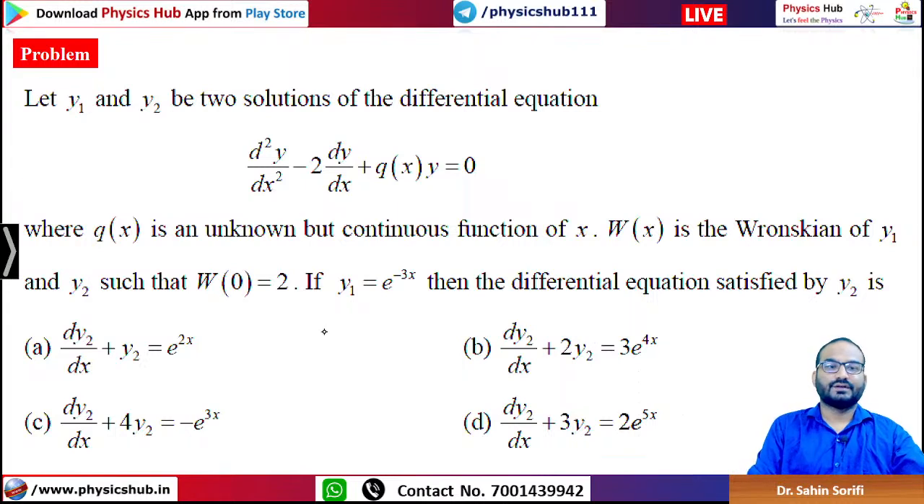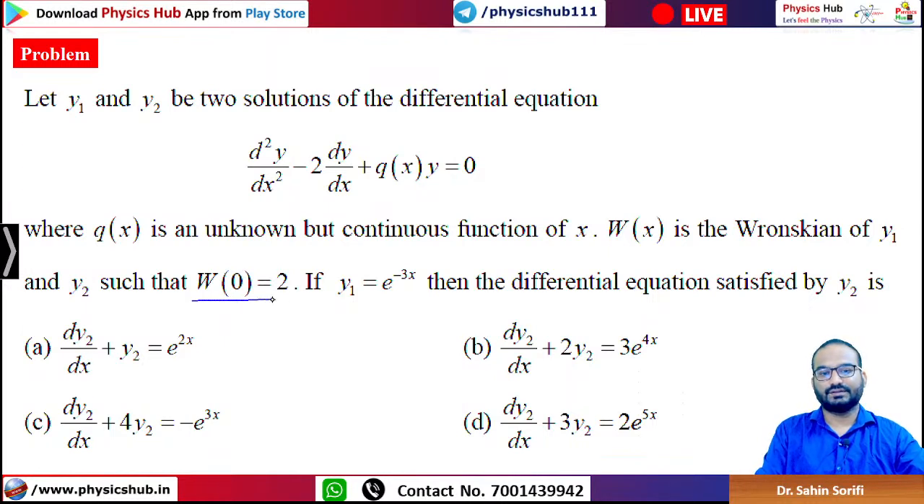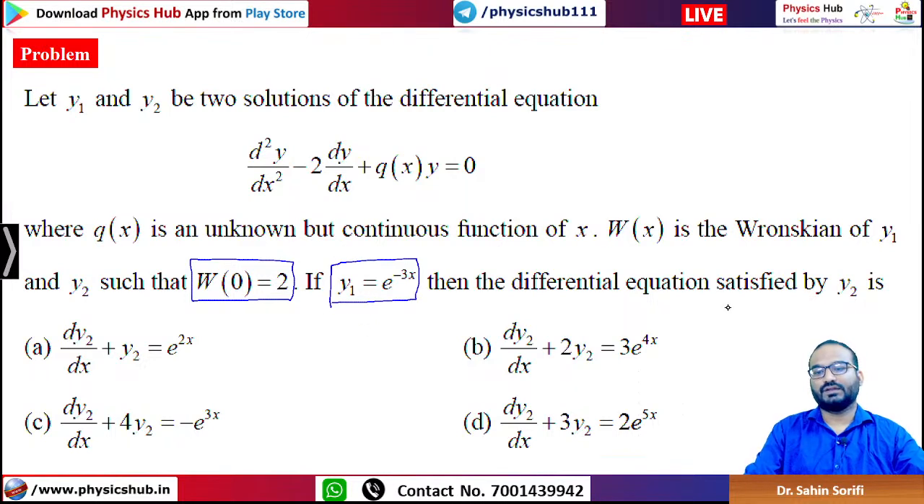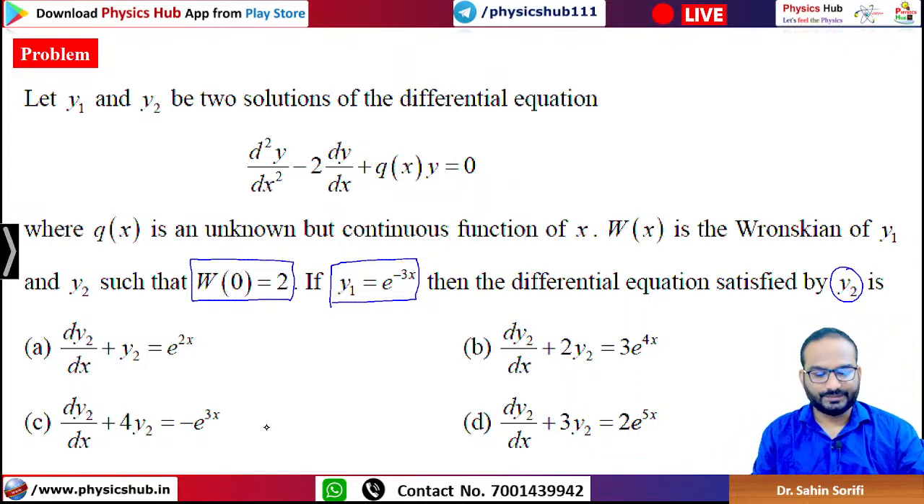Try doing this. Let y1, y2 be the two solutions of the differential equation given by this, where q(x) is an unknown but continuous function of x. W(x) denotes the Wronskian of y1, y2. The value of the Wronskian at x equals 0 is given, and if one of the solutions y1 is equal to e to the power minus 3x, then the differential equation satisfied by the other solution y2 is. So you can do it. Simple question. Give it a try. You should be solving this question in 1 minute.